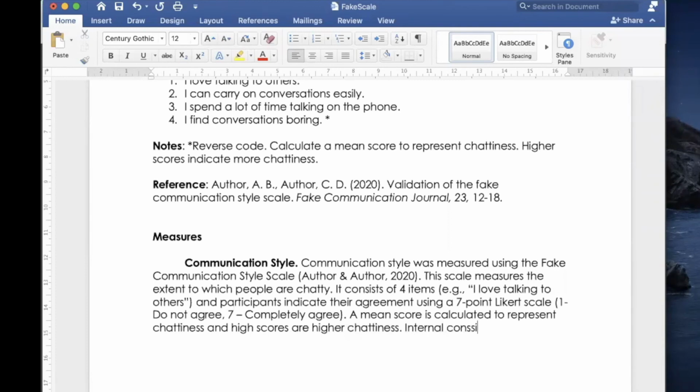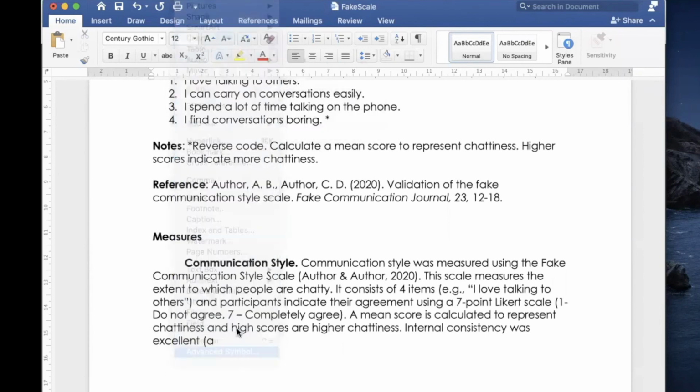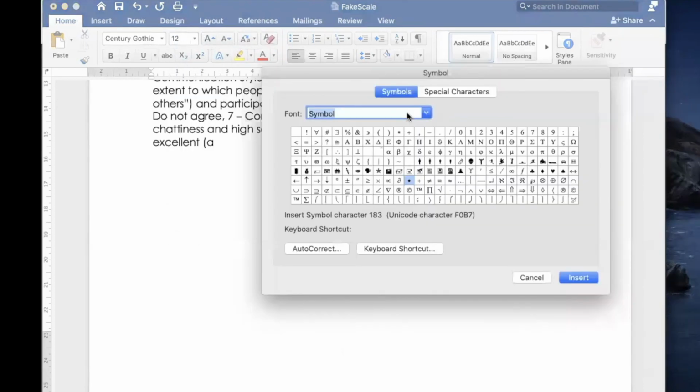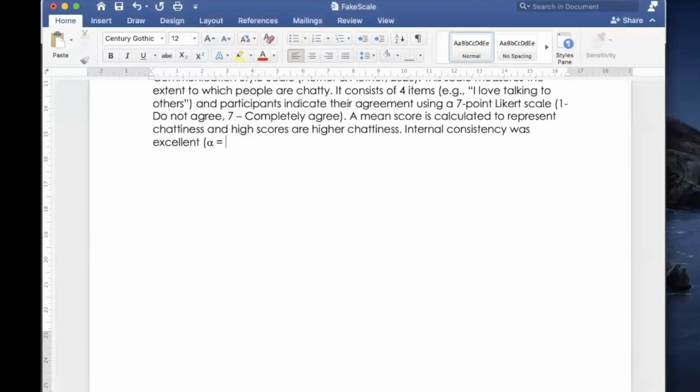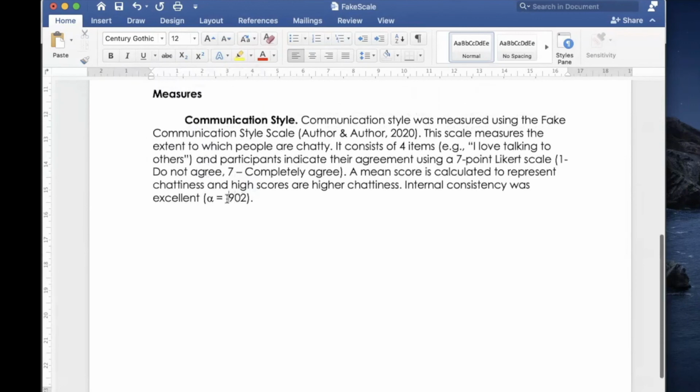Internal consistency was excellent. And then this is where you would put a proper alpha. So you'd go to Insert, you would find your symbols, which, here we go. We've got our alpha equals, and it was something like .92, I believe. In this case, alpha can't be bigger than 1, and it won't be smaller than 0 ever. If you have a minus, it's a problem. So it runs between 0 and 1.